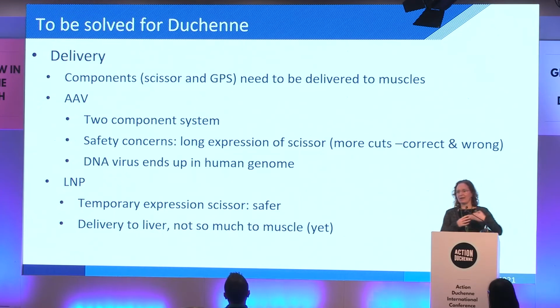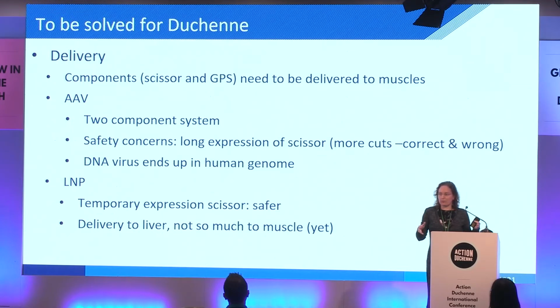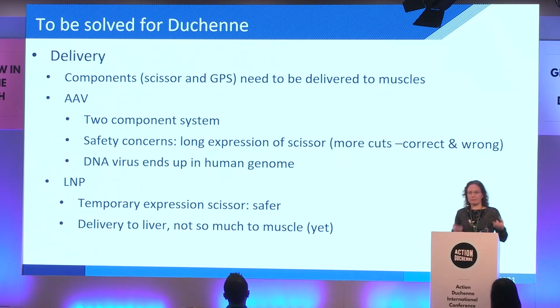Because you can deliver with lipid nanoparticles to the liver very safely, and you can then deliver transient scissors, not permanent scissors. If you use AAV, you deliver permanent scissors. So they will do their job, they will cut where they're supposed to cut, and then what will they do? They stick around forever. Will they randomly cut somewhere else? Well, that's not what you want.